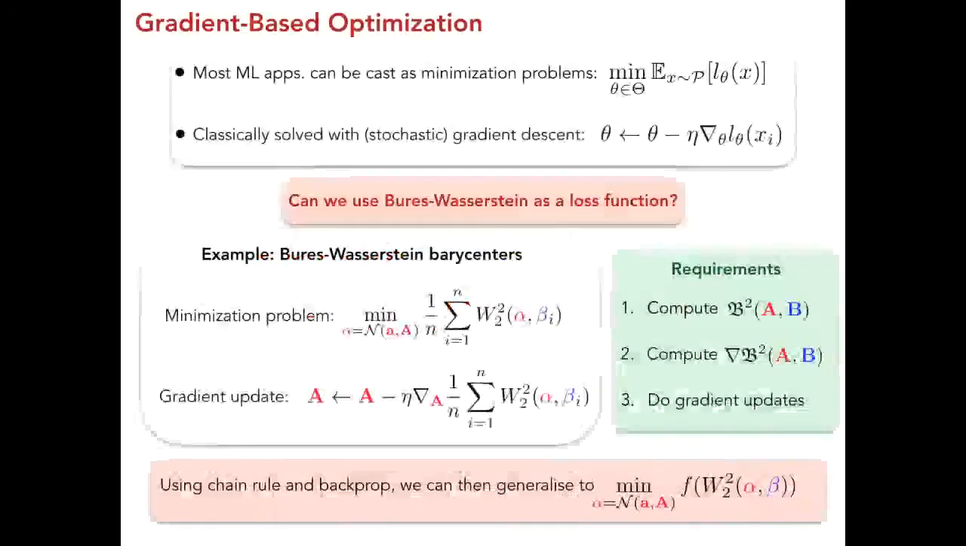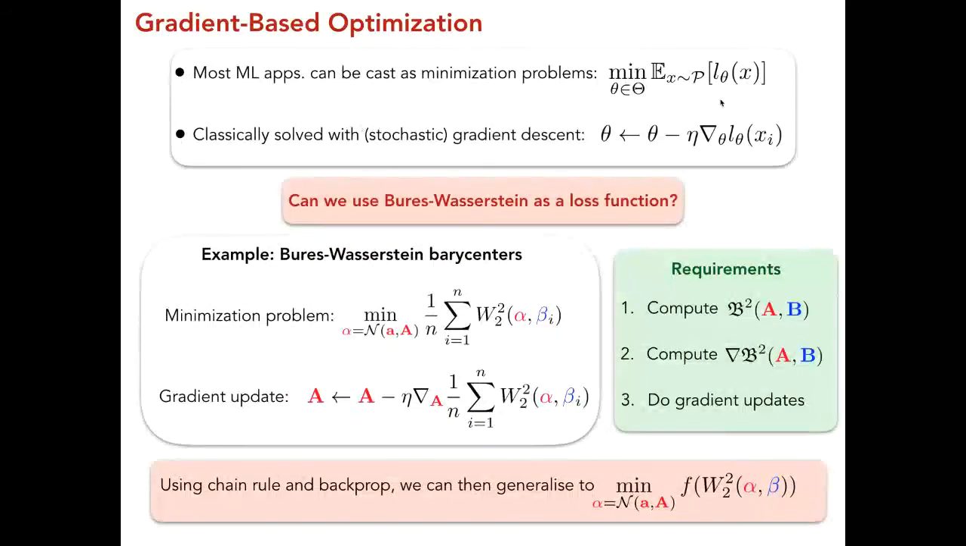So if we take a step back, well, in machine learning, most applications can be cast as minimization problems. So we want to minimize some loss function, an expectation according to some distribution, and try to minimize some parameter. And usually the way we optimize this parameter is by using some kind of variant of gradient descent. So it can be stochastic gradient descent, gradient descent with momentum, or we can even go one step further and use second order information. So could we do this with the Bures-Wasserstein distance as a loss function?